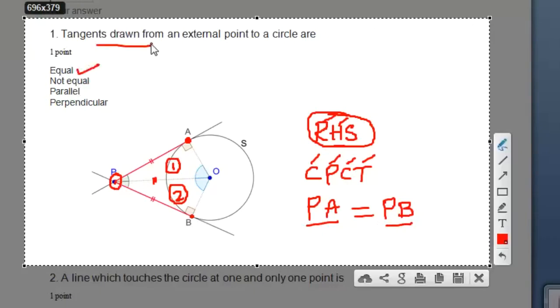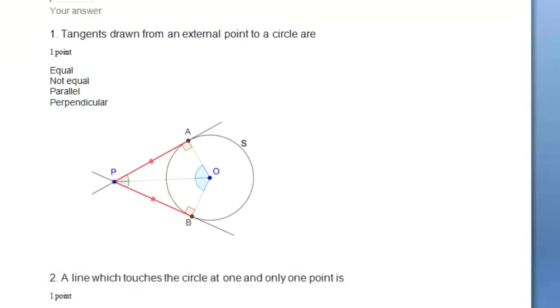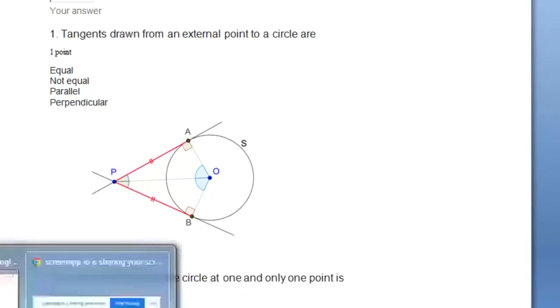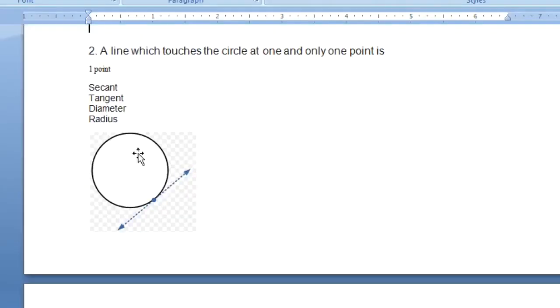So tangents drawn from external point P to a circle, OA and OB are radius of a circle, are what? Equal. So we'll move to the next question.